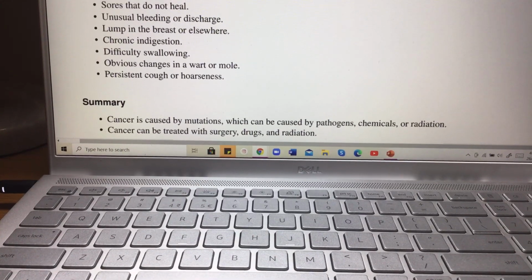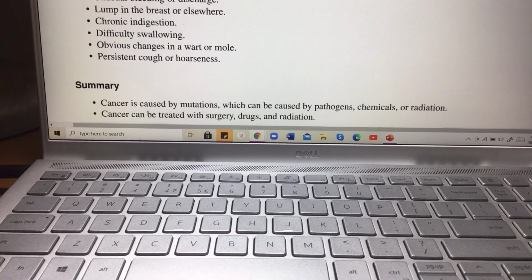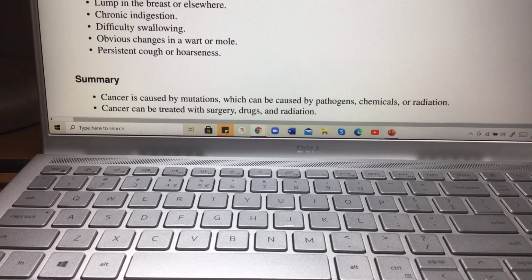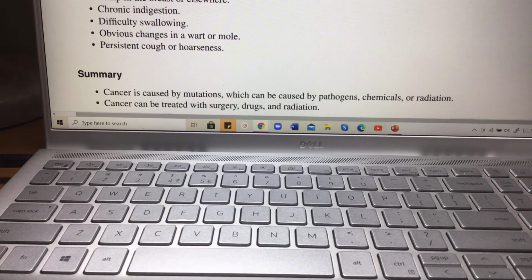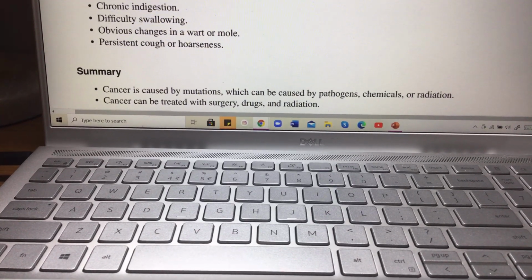Summary. Cancer is caused by mutations. It can be caused by pathogens, chemicals, or radiation. Cancer can be treated with surgery, drugs, and radiation.